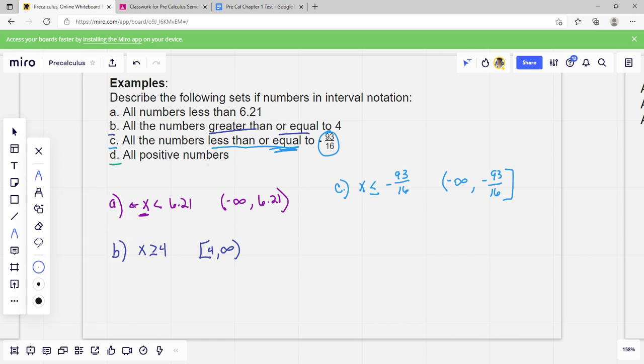All positive numbers. That would be everything more than 0, so that means x is greater than 0. To write that, we're going to say 0, and then everything greater than that would be infinity on that side. If it's everything greater than, your infinity is going to be on the right. If it's everything less than, you'll need a negative infinity on the left.